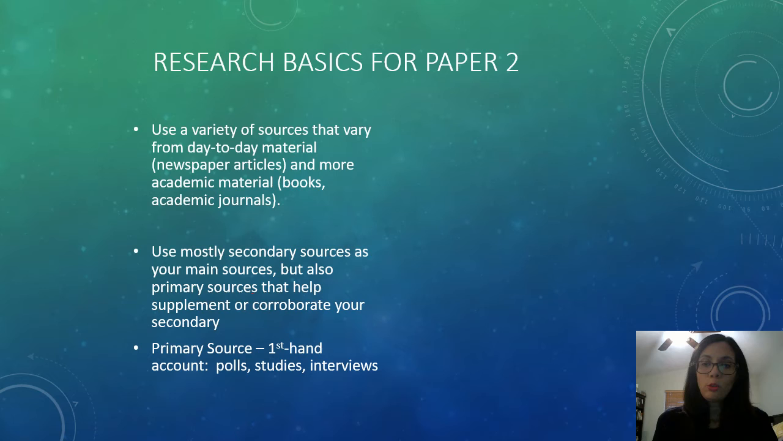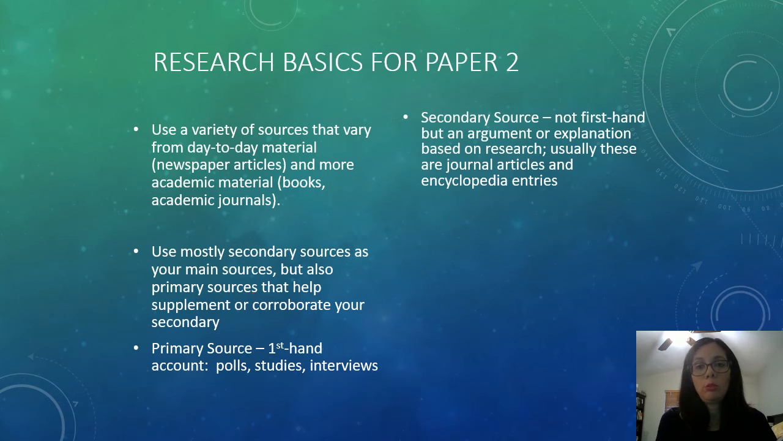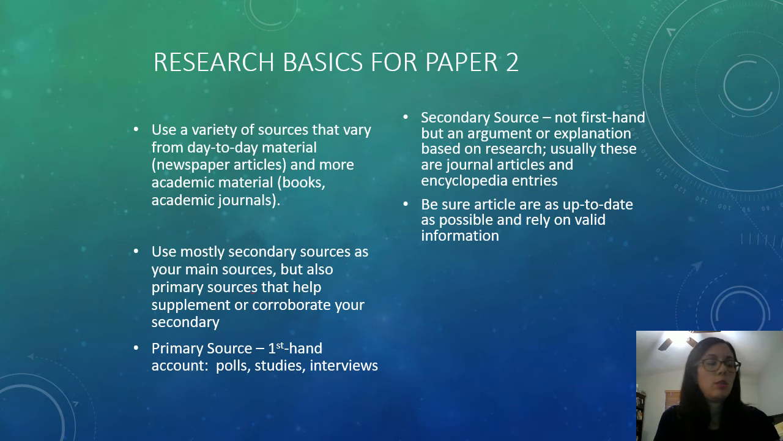Remember that primary sources are first-hand accounts, polls, studies, interviews. So these can serve as supplementary material or material that I want to corroborate, but typically they're not my main source. Secondary sources are not first-hand, but are an argument that is reached by the author or the researchers after a lot of research. And these are usually academic articles or encyclopedia entries. Be sure articles are as up to date as possible and rely on valid information.